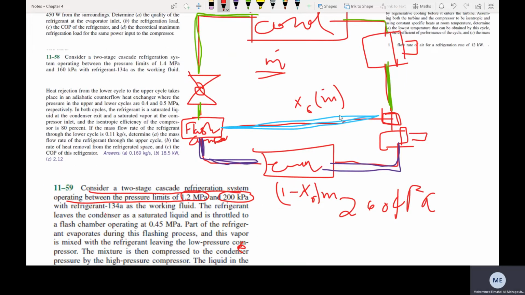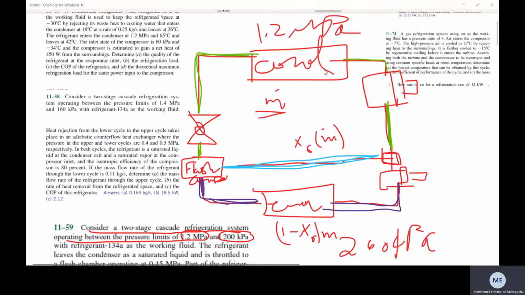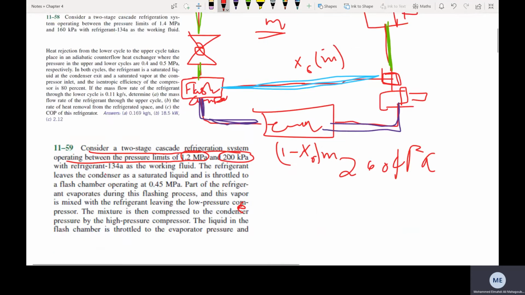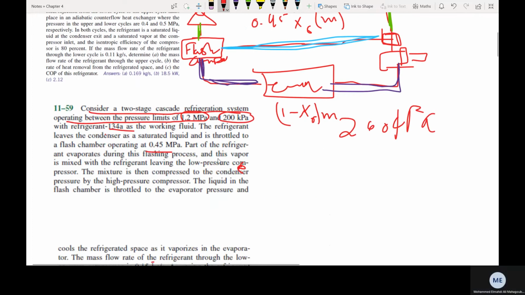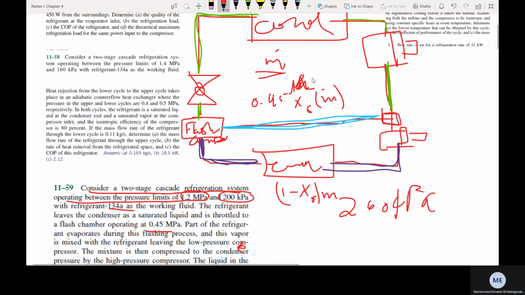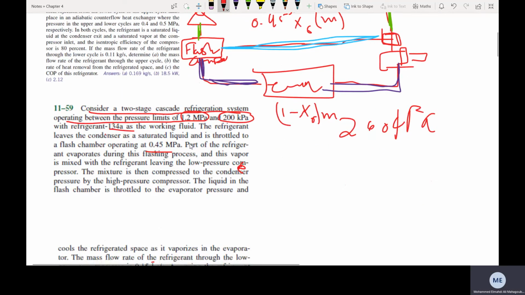I don't know, does he allow equation sheets? I guess so. If the professor allows equation sheets, then you can do the layout of the cycle. This will help you a lot. And we have refrigerant 134a, of course. The refrigerant leaves the condenser as a saturated liquid and is throttled to a flash chamber operating at 0.45. So this is the operating pressure of the flash chamber, kilopascals. Oh, sorry, megapascals.